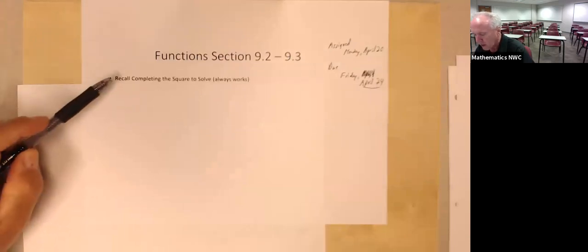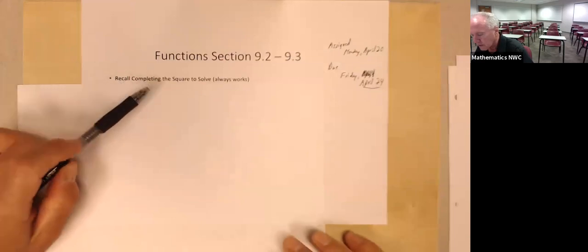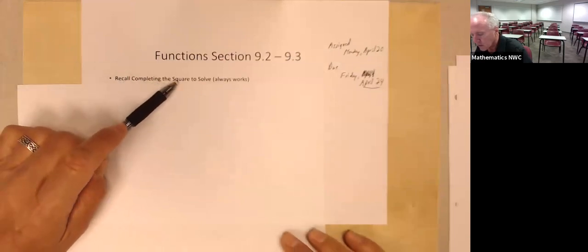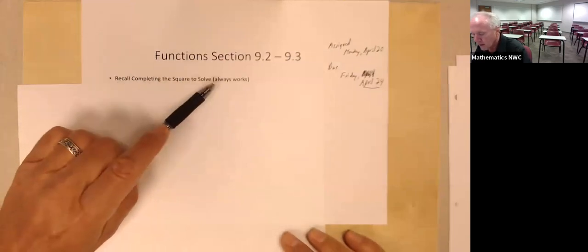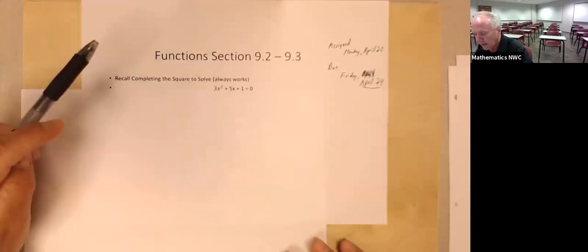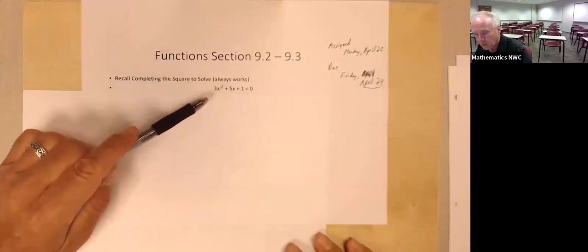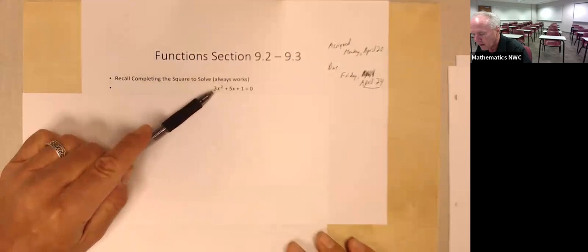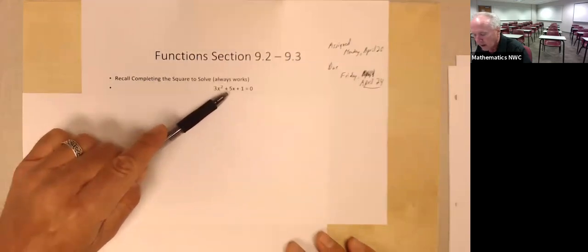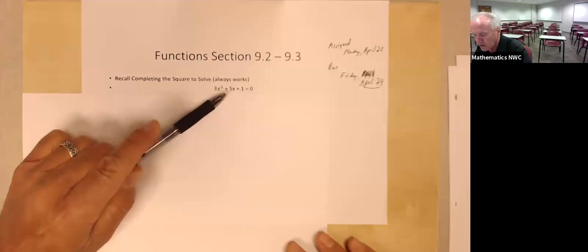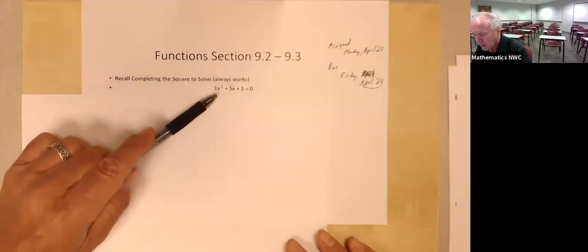As I mentioned, last lesson we used completing the square to solve. We said this always works, whether it was factorable or not. Just reviewing the procedure, I made this one more of a challenging one, where the leading coefficient is not a 1, and our x coefficient is not an even number. If you recall, we would begin by factoring the 3 out.